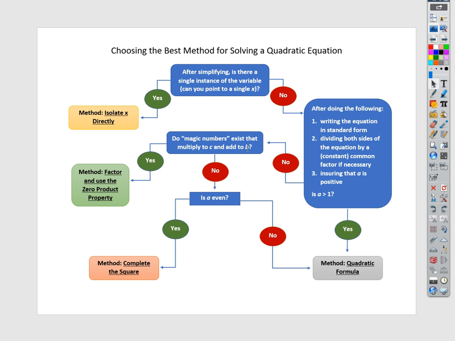So do magic numbers exist? Yes. Factor and use the zero product property. We're just going to factor, and then it's simple. Okay, so what if magic numbers do not exist?